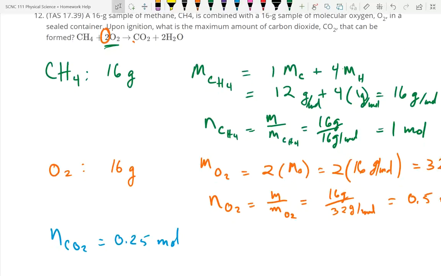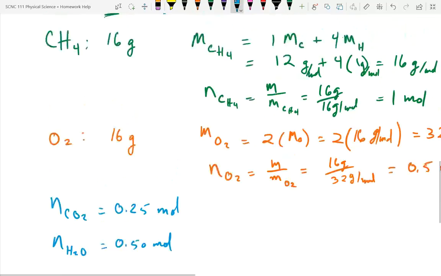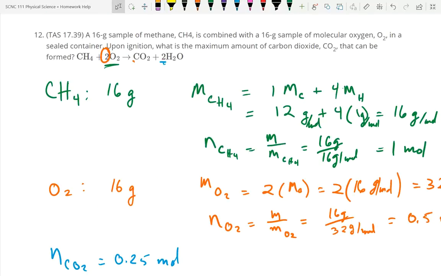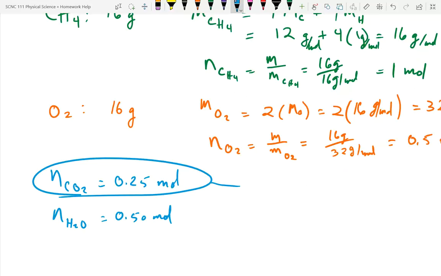And what about water? How many moles of water is going to be produced if we have only 1/4 of a mole of methane that we can use? One-half, because we have times 2. And so the number of moles of water is equal to 1/2 a mole. And now we have all the information to answer our question. Upon ignition, what is the maximum amount of carbon dioxide that can be formed? So the carbon dioxide, it's 1/4 of a mole.